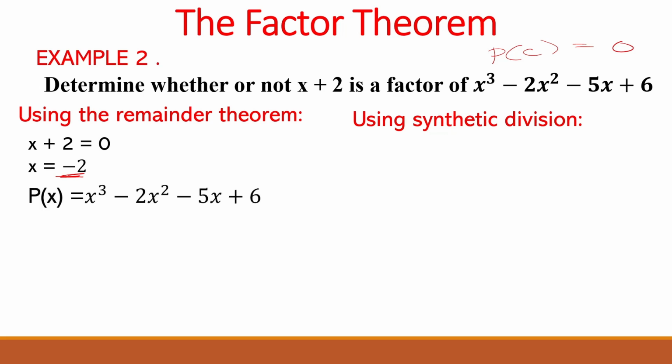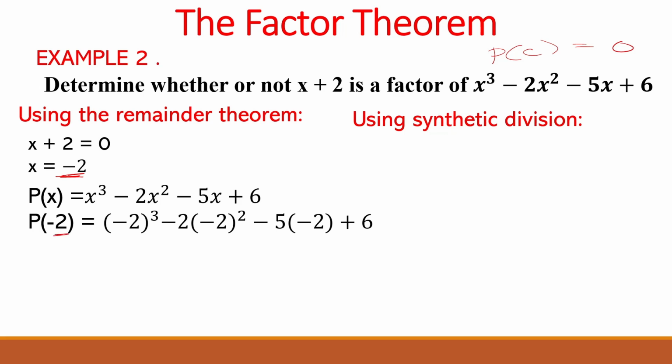Then you copy the given, that is x cubed minus 2x squared minus 5x plus 6. Then substitute the value of x. So that is p of negative 2 is equal to negative 2 raised to 3 minus 2 times negative 2 raised to 2 minus 5 times negative 2 plus 6. Okay, so lahat ng value of x is pinapalitan natin. Lahat ng x is pinapalitan natin ng negative 2.